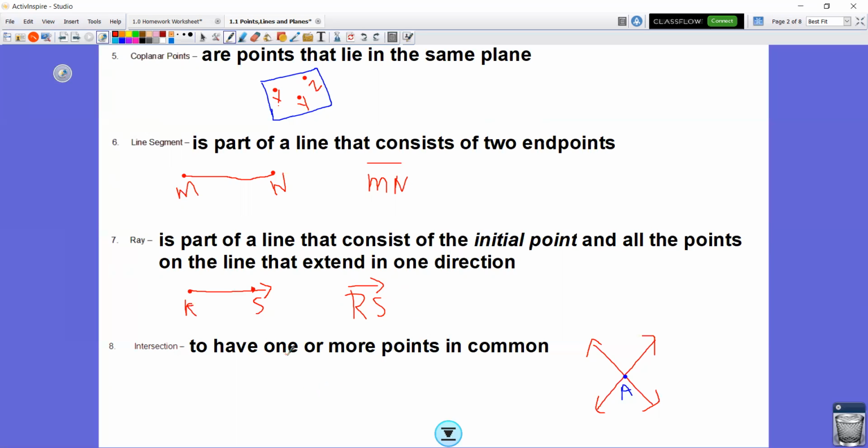To have an intersection is to have one or more points in common. An intersection of 2 lines will be at 1 point, but an intersection of 2 planes is different. If you think about a room, 2 walls meet at a corner. So that is an intersecting plane. They intersect at an infinite number of points.